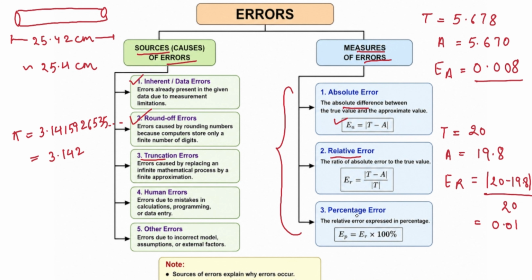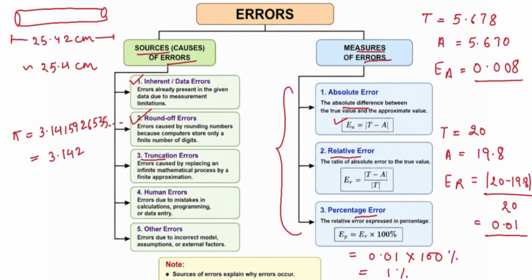Now comes the percentage error. Finally, we have the percentage error, which is simply the relative error multiplied by 100. Expressing the error as a percentage makes it much easier to interpret and compare different approximations. Basically, you have the relative error as 0.01 and the percentage error becomes 0.01 multiplied by 100%. That gives you 1%. So percentage error is commonly used because percentages are easier to understand.